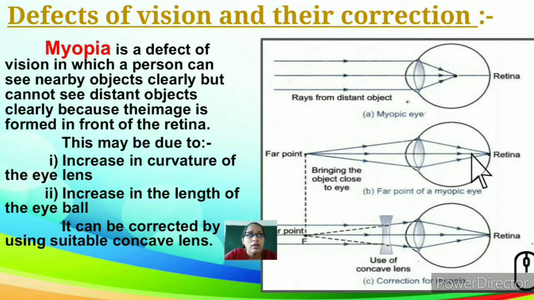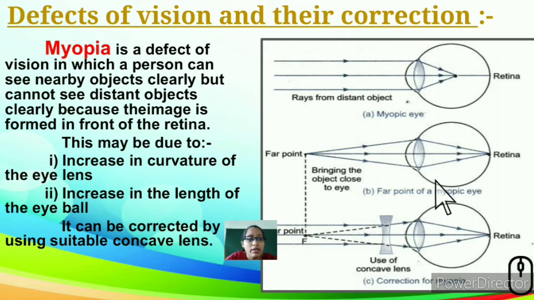Myopia is where the person is not able to see far. So it's nearsightedness. Nearsightedness and farsightedness are the defects, that is myopia or hypermetropia, as we say. The cause for it is an increase in the curvature of the eye lens and an increase in the length of the eyeball. It's not normal; there is an increase in the eyeball.